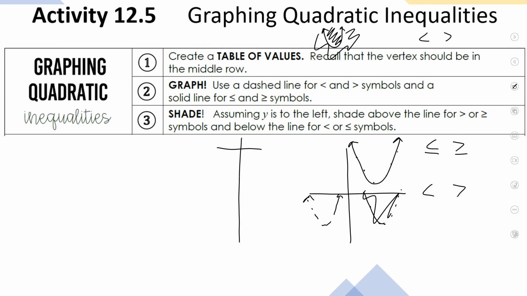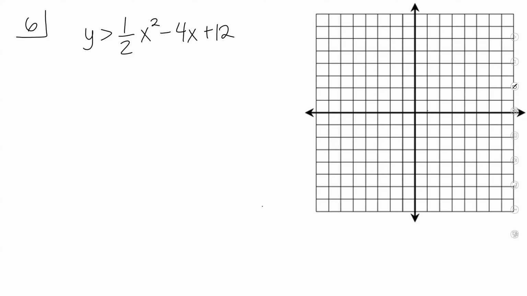And then if it's less than, you're gonna shade below. If it's greater than, you're gonna shade above. All right, so those are the steps. And remember, guys, we want to find the vertex. Once we find the vertex, just plot the points around the vertex, and you'll have your quadratic graph. So let's do an example. Okay, so we're going to do example 6.